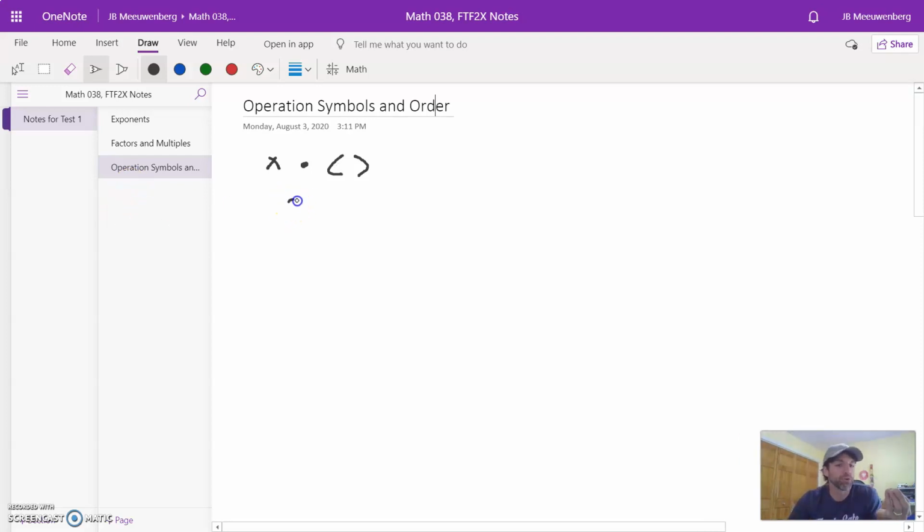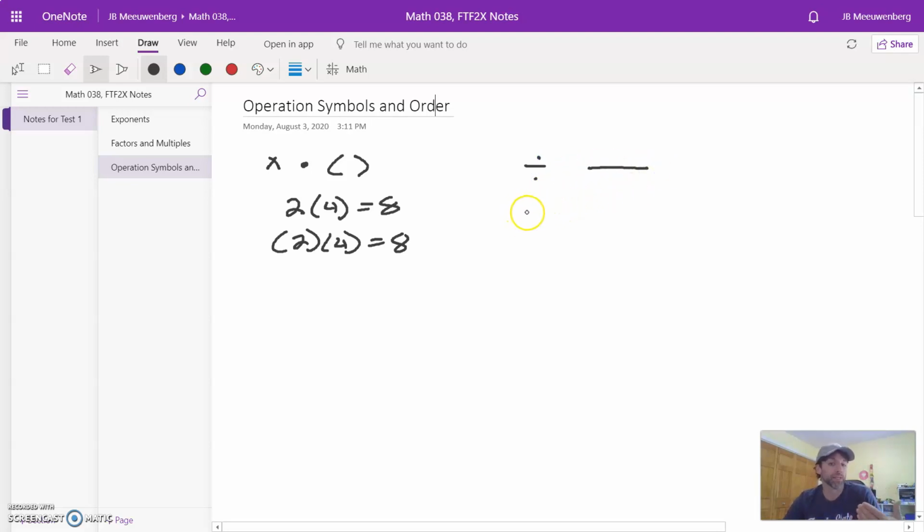For example, 2 parentheses, 4 parentheses, like that would mean 2 times 4. You could also write it like this. That also means 2 times 4 is equal to 8. For division, this is a traditional division symbol, but so is a fraction bar. We can write 30 divided by 5, or we can write 30 divided by 5. Those both represent divisions. We also have some other symbols like exponents, right?